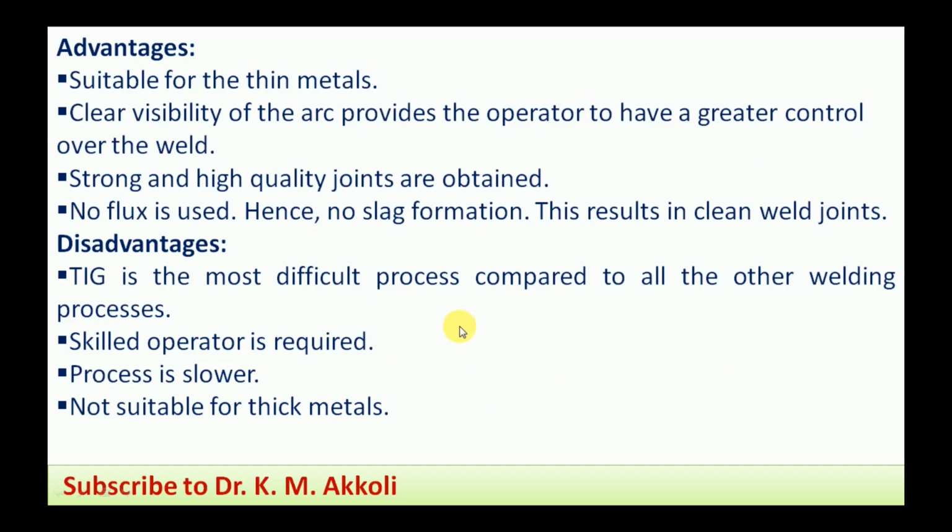Then, what are the advantages of this TIG welding? Suitable for thin metals. Clear visibility of the arc gives the operator greater control over the weld. In arc welding, there is no clear visibility because of the formation of slag, and the inert gas does not provide clear visibility, but here there is clear visibility.